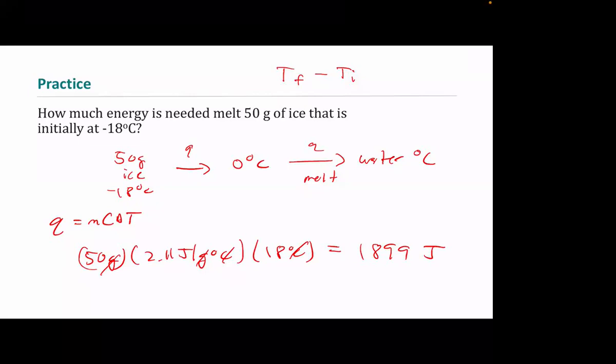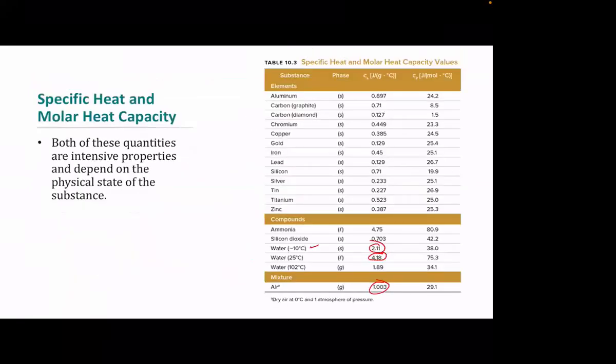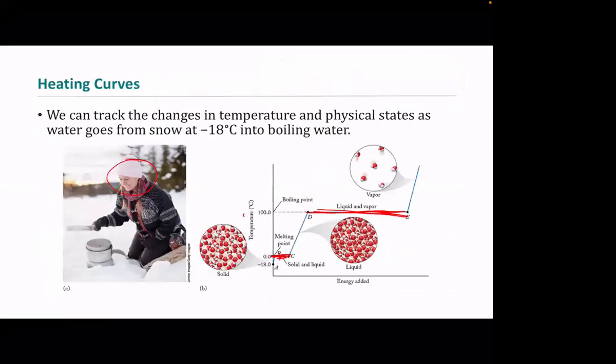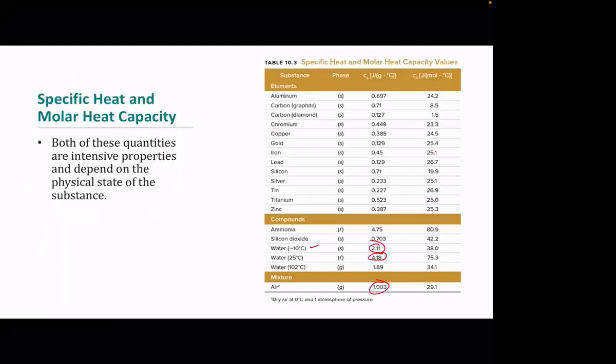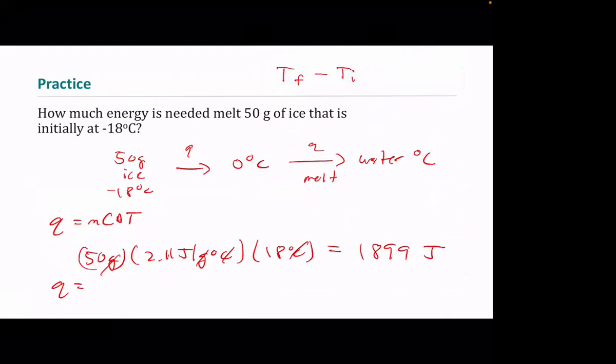Okay, now we need to do it for the next step. Q is equal to, and the only equation then is n times delta H. These are all based on n. So we need the heat of fusion of water. Heat of fusion is 6.01 kilojoules per mole. And you see we need moles. So we've got 50 grams times 1 mole per 18 grams, right?